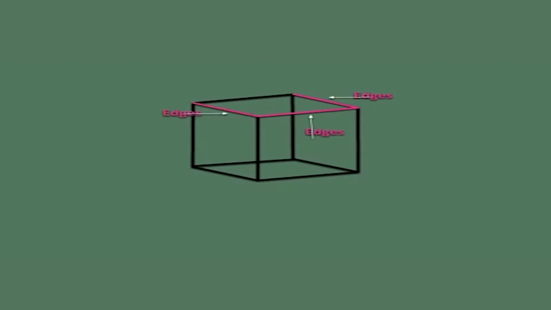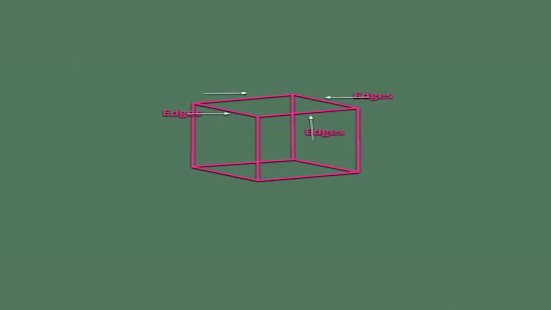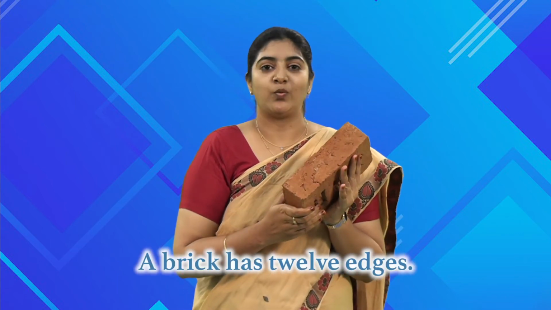Now let us see how many edges it has. Edges are lines that connect two faces as well as two corners of a 3D figure. 1, 2, 3, 4, 5, 6, 7, 8, 9, 10, 11, 12. It has 12 edges.